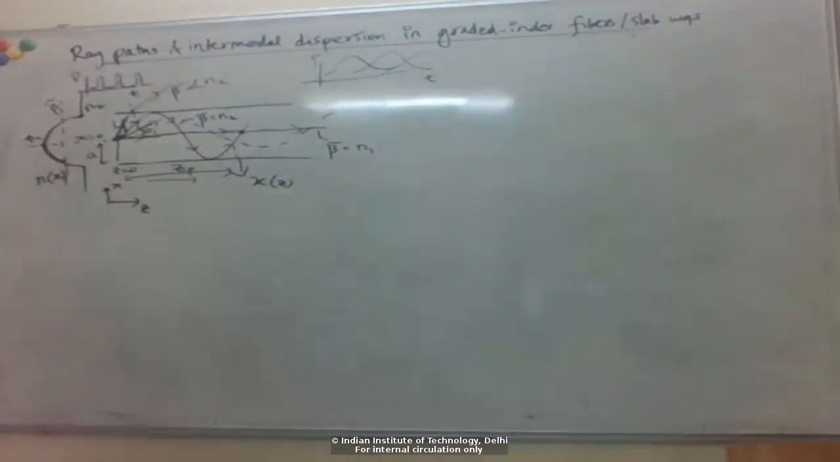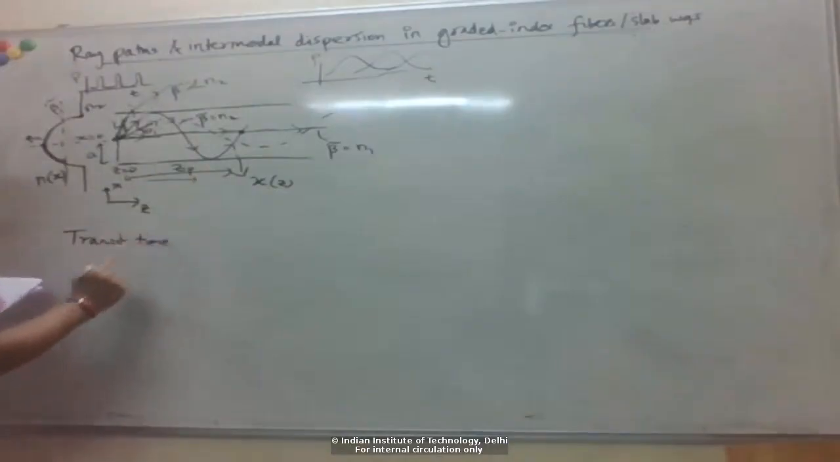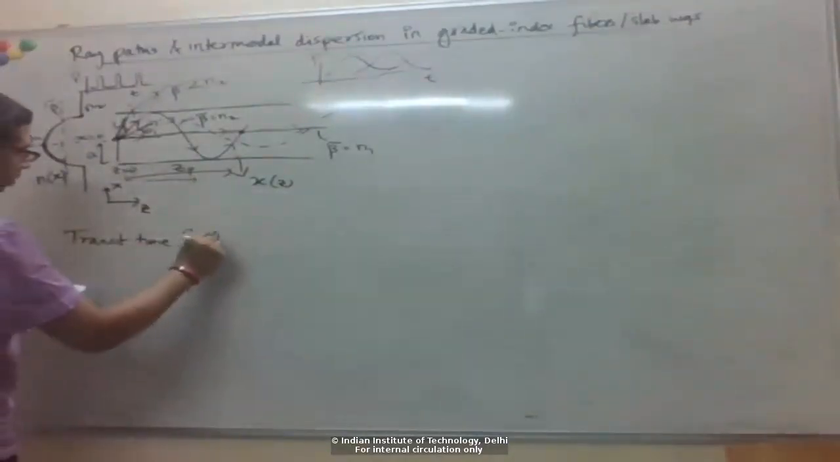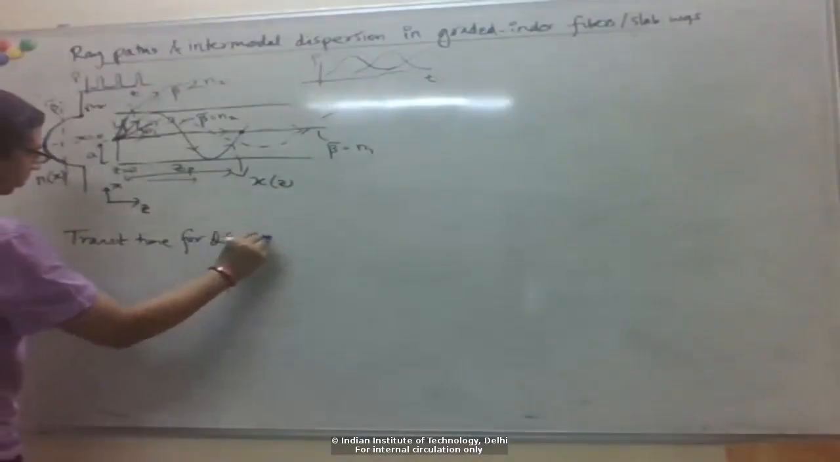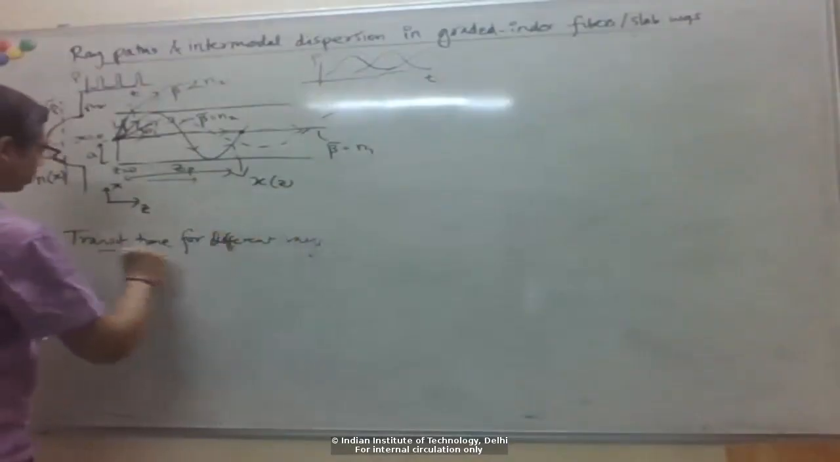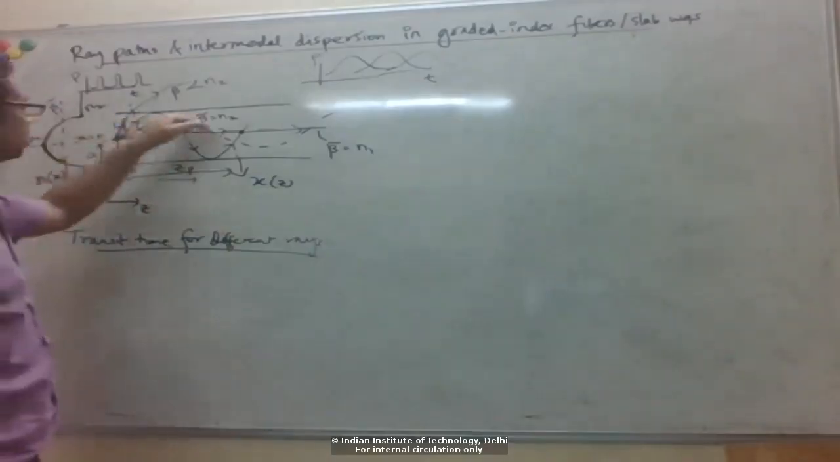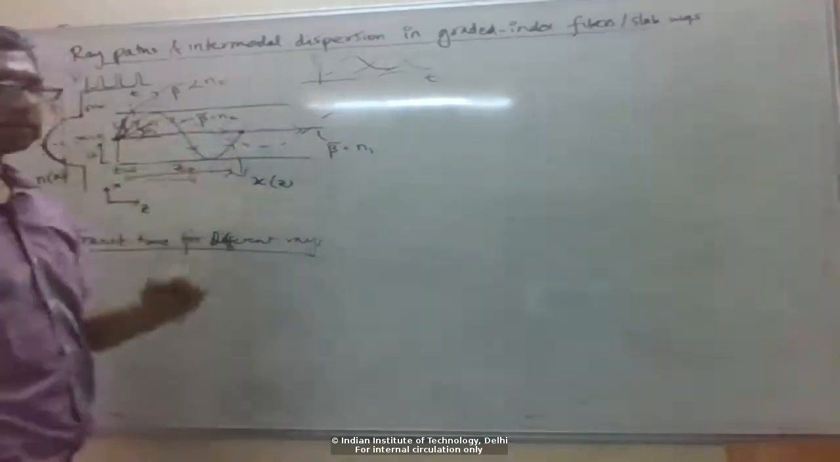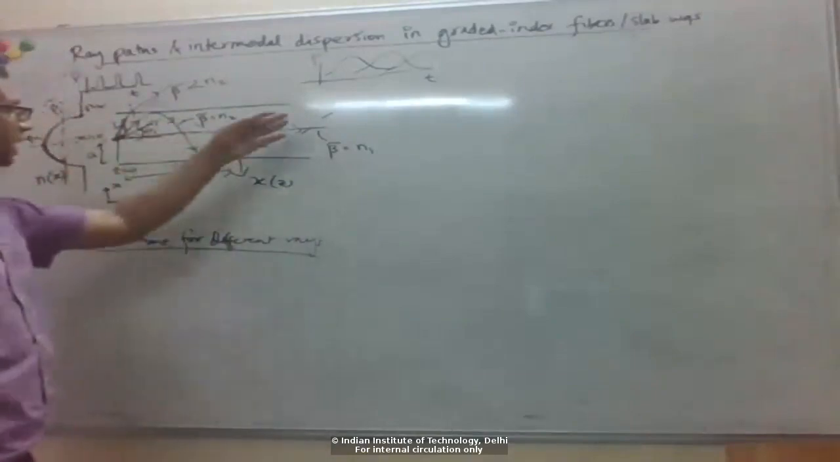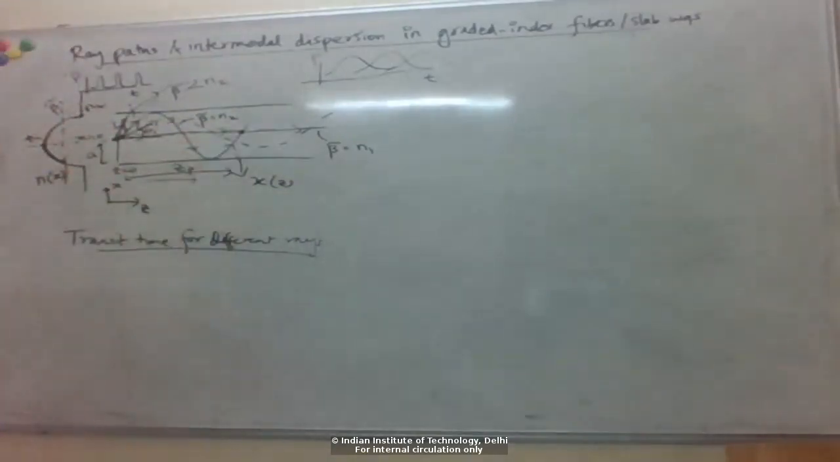Okay, so we want to calculate the transit time for the different rays. Let's take a general graded index medium again with some n of x, and that will correspond to some ray paths. And we want to calculate, for any single ray path, how do we calculate the time it takes?